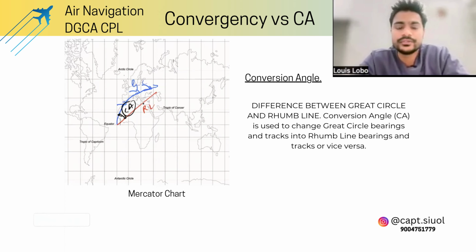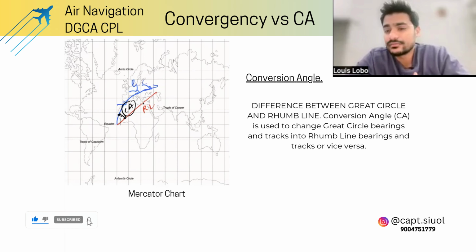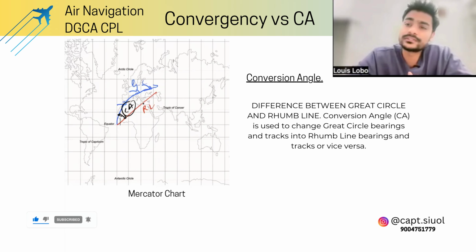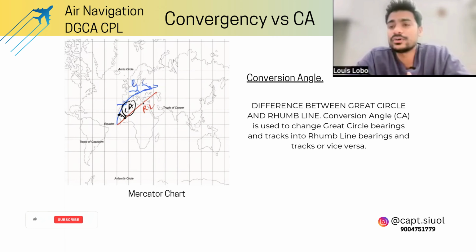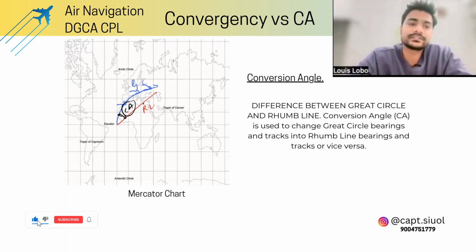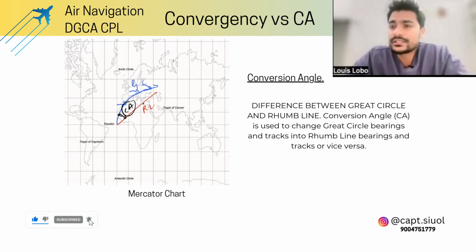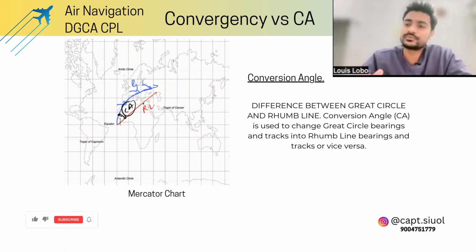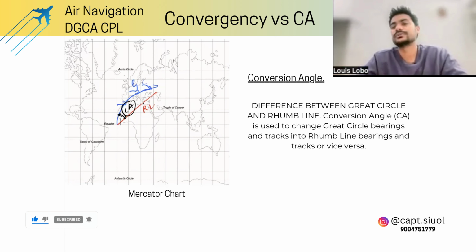Now, why do you need a conversion angle? Let's assume you're flying a Rhumb line track of 45 degrees, and all of a sudden you wish to fly a great circle track, especially for long haul flights. So, how much to increase or decrease your track? That is what the conversion angle helps us with, to switch from a Rhumb line to a great circle route or from a great circle to a Rhumb line route.